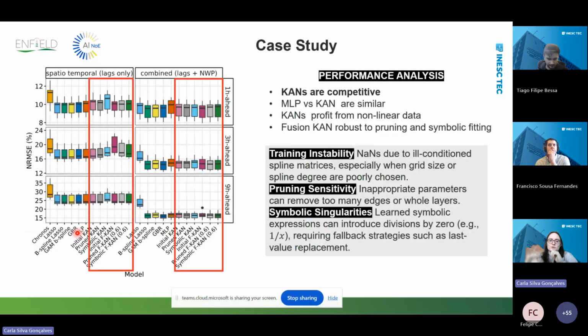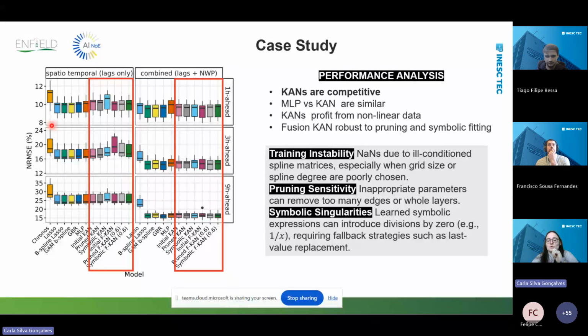And here are the results. So I will try to just do a brief summary. So here on the left panel, we see the results using only the lags, the power measurements. And on the right panel, we see power measurements plus numerical weather predictions.